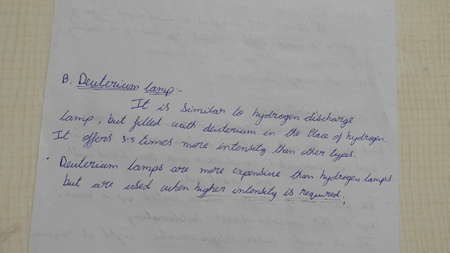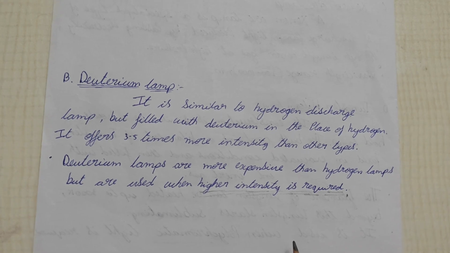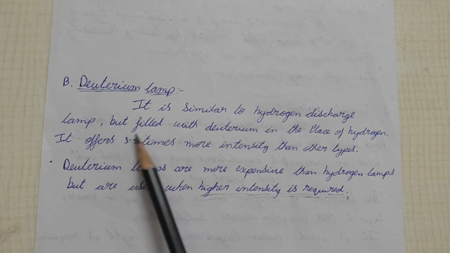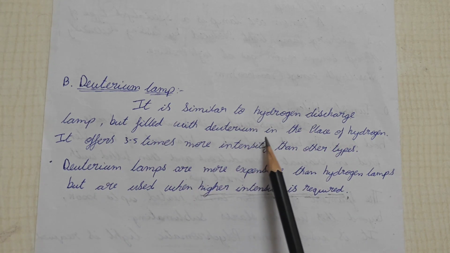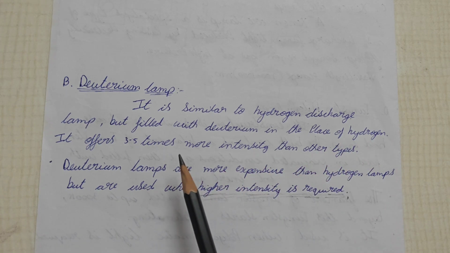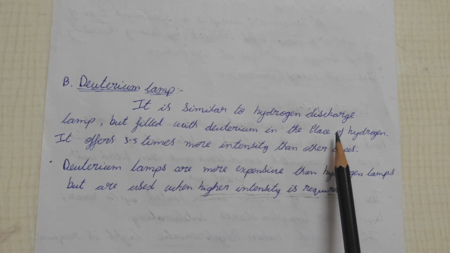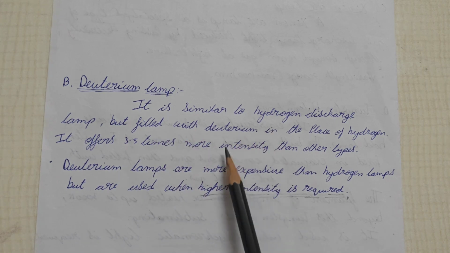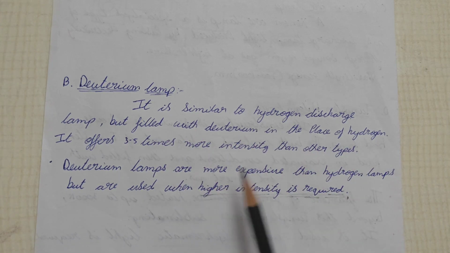We can go through another source. This is also one important source, deuterium lamp. It is similar to the hydrogen discharge lamp, but it is filled with deuterium in place of hydrogen. As I said, it is similar to the hydrogen lamp, and the gas is filled with deuterium. That replaces the hydrogen. That's it.